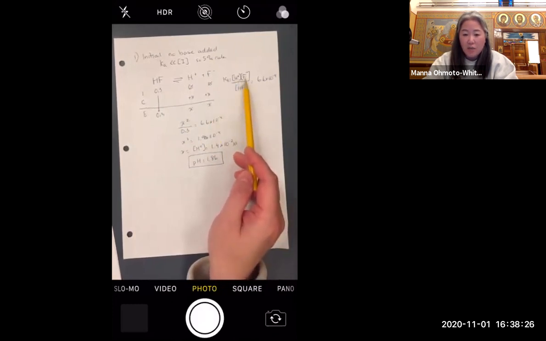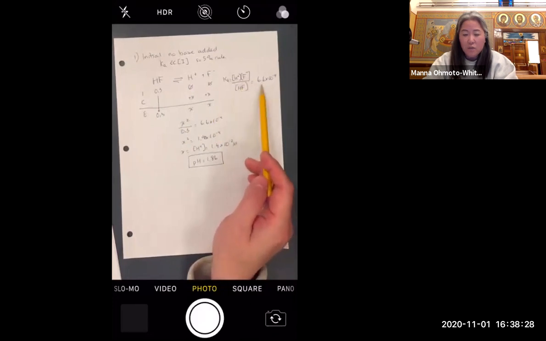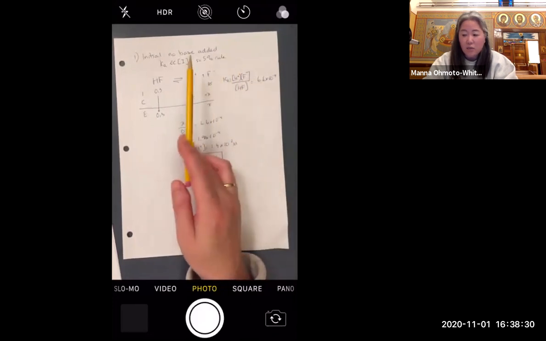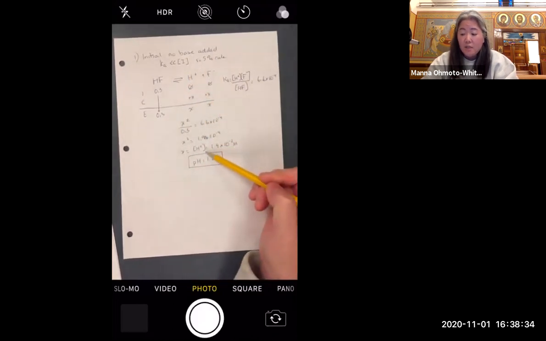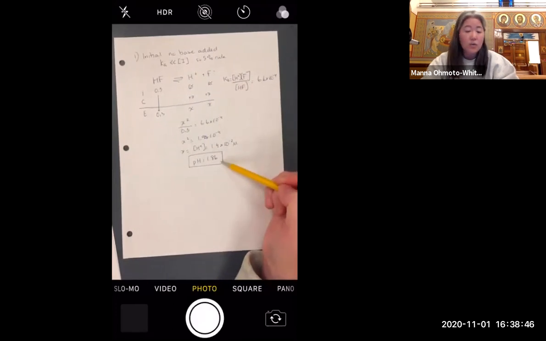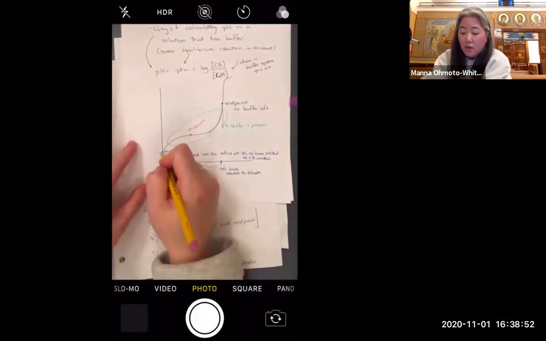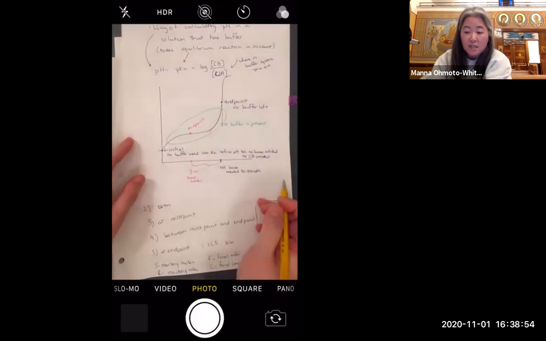Here's my Ka expression. Hydrogen ion times fluoride ion over HF is equal to 6.6 times 10 to the negative 4, which was my Ka. So when I solve for X, I'm solving for my H plus ion concentration. So here's the derivation. My H plus ion concentration is equal to 1.4 times 10 to the negative second molar. The pH is the negative log of that, so it ends up being 1.86. So I'm looking back at my original titration curve. My initial value here will be 1.86.